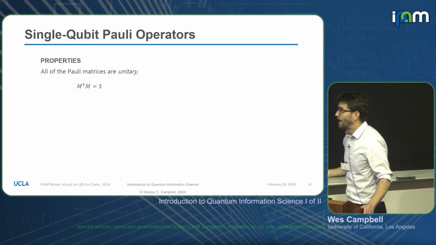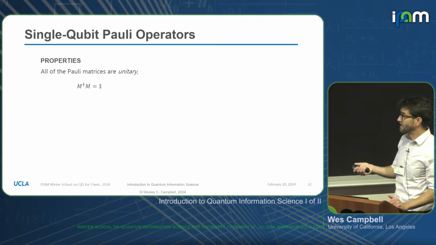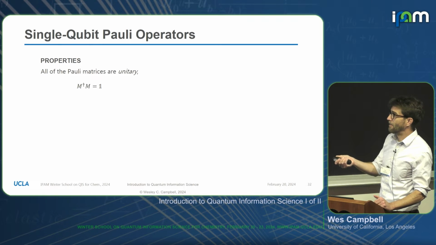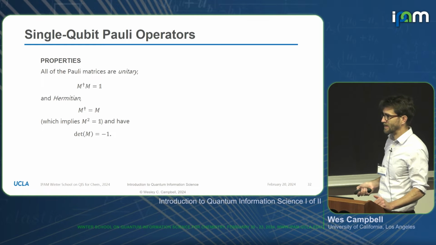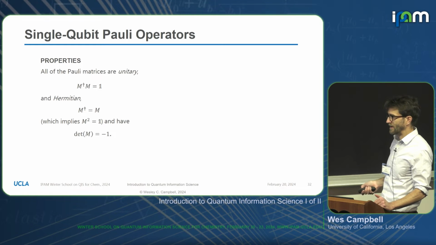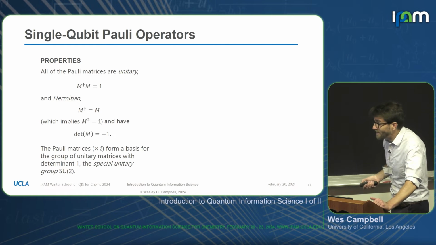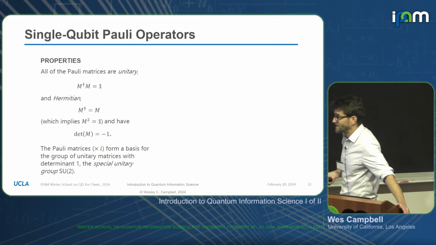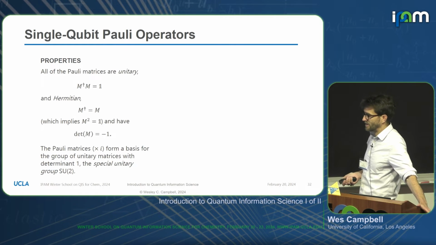All of the Pauli matrices are unitary, which means that if we take M dagger M, it has to be equal to 1, where M is a Pauli matrix. And they are Hermitian. They are equal to their own conjugate transpose. So the square of a Pauli matrix is equal to the identity. They also have a determinant of -1. The Pauli matrices times I form a basis for a group of unitary matrices with determinant 1. That is called the special unitary group, SU2. Okay?